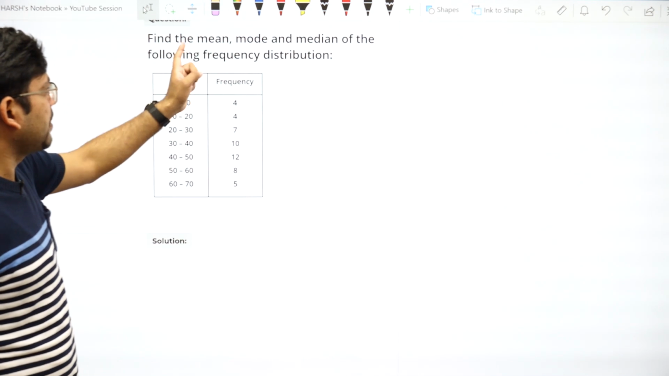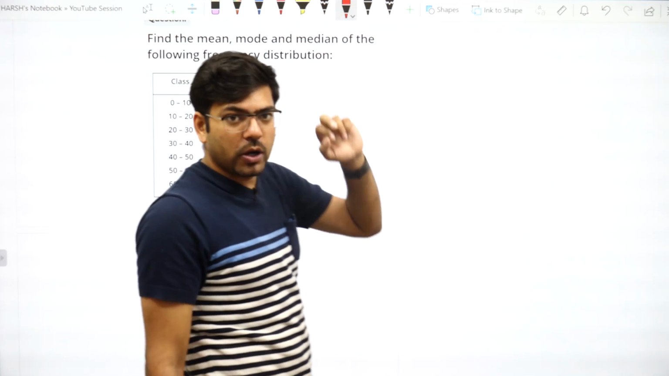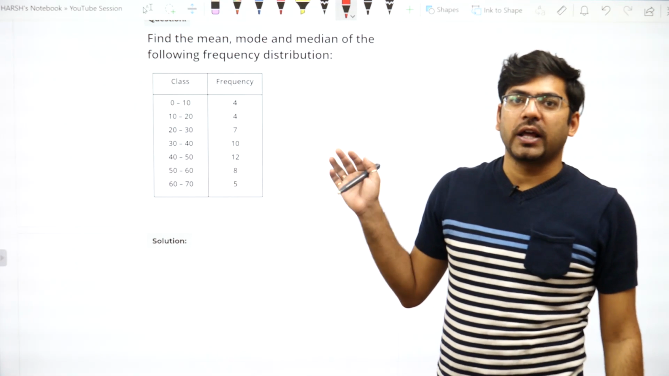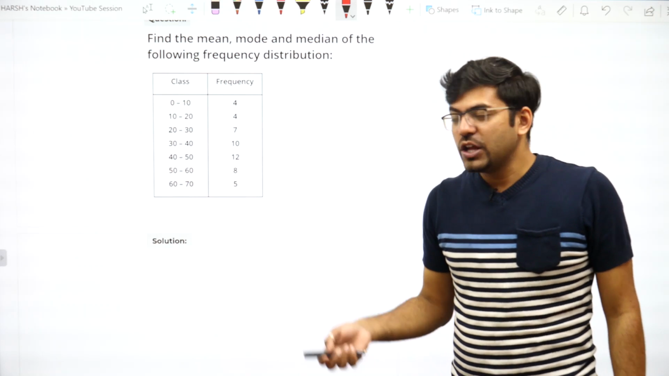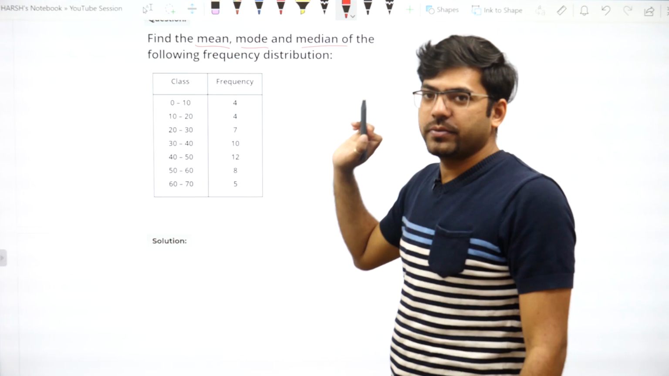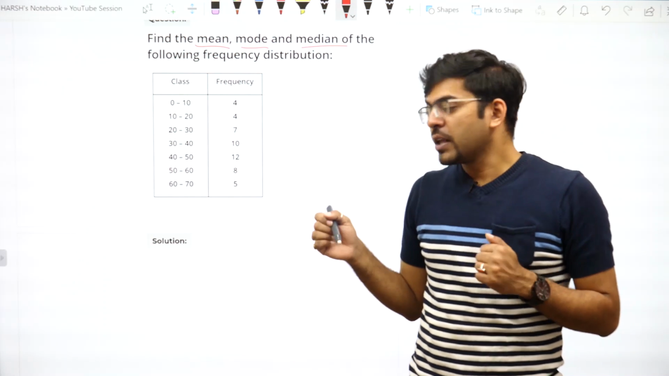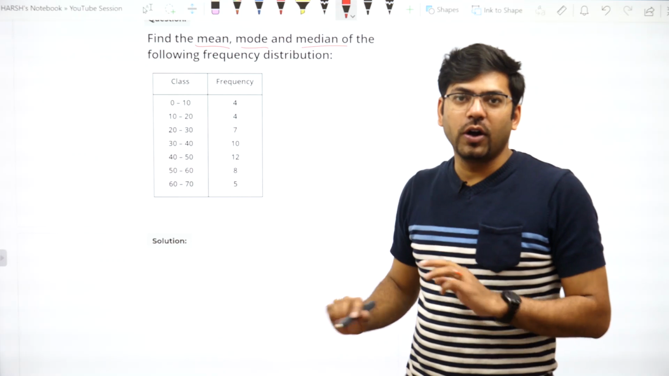Here goes the next: find the mean, mode and median of this frequency distribution. I will not repeat this question because I have just taken it to tell you that these kinds of questions are very important. So please find the values. I have already said, you have to find mean, mode and median. You can very well find these kinds of values. So you have to just find all three of them.